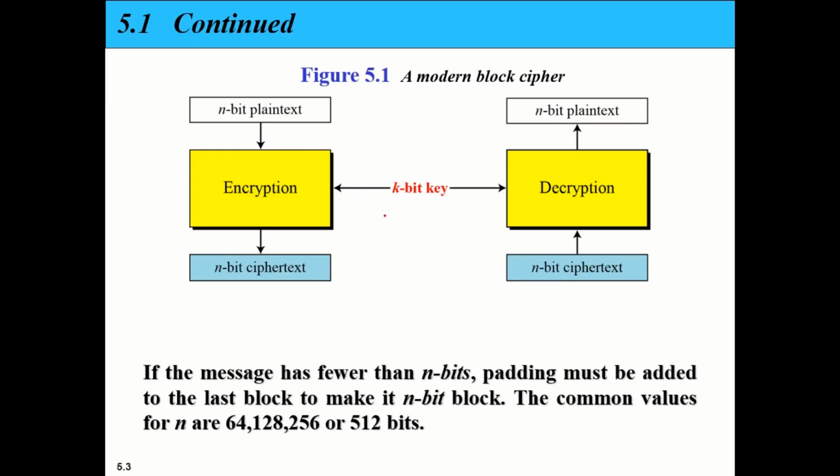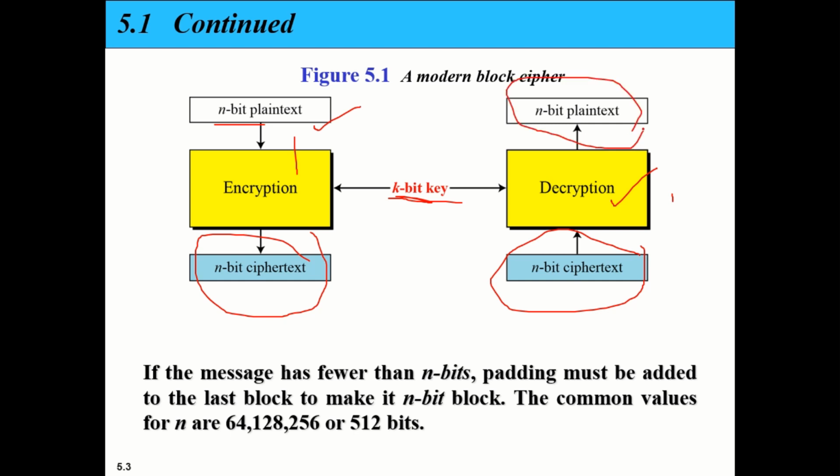This is the representation for n-bit plain text encryption and decryption. Herein, instead of using those characters A, B, C, D, we are using n-bit plain text. We are encrypting it and we are getting n-bit cipher text as the result. And here we are using this k-bit key. The same thing is represented diagrammatically over here. At the decrypting end, we have this n-bit cipher text. We are decrypting it and we are getting this n-bit plain text.